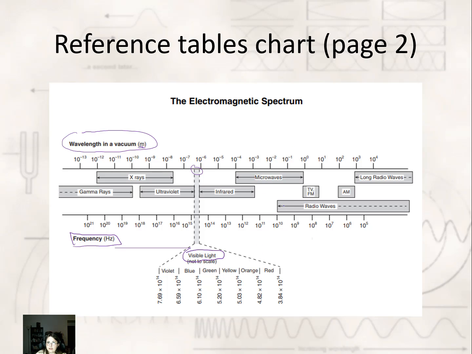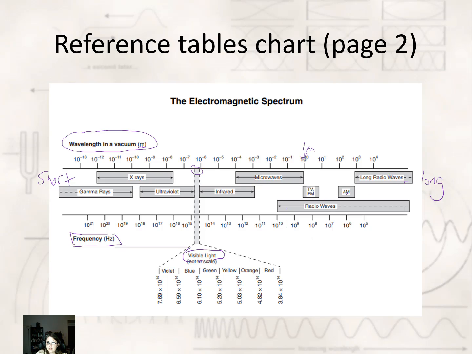Okay, the longer waves are radio waves. So this is long this way. Short waves are over here. So this is like 1 meter right here. This is times 10 to the 4th meters, and this is times 10 to the negative 13th meters. So gamma rays are the shortest, and radio waves are the longest.